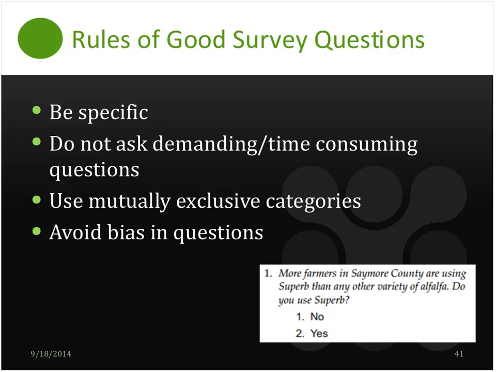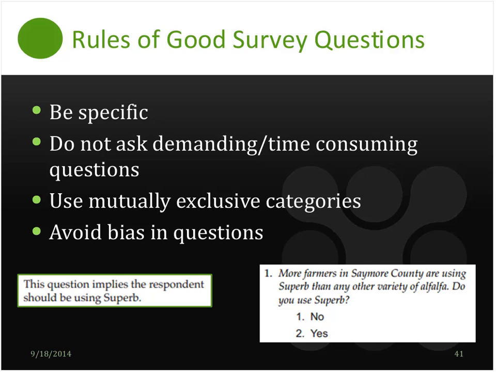Excellent. Here they come. First sentence of the question frames it as something everyone is doing. Yes. It's biased in favor of Superb since more farmers are using it. Yes. Citing the statistic that more farmers use it gives the impression that you want them to agree and say yes. Oh, you guys are good. That's exactly what the problem is here with that question. And as you can see, this question implies the respondent should use Superb.